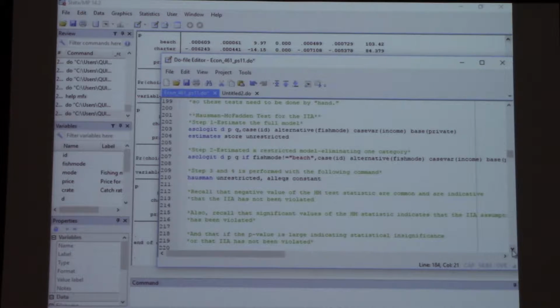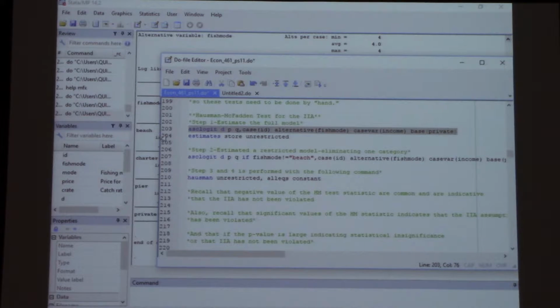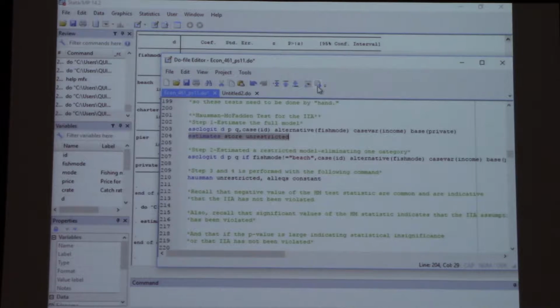Remember, the MLOGIT test only works for multinomial logit. This isn't multinomial logit, this is alternative specific conditional logit. We can do it by hand. Essentially, we can estimate a full model, and this is all of our variables and all of our categories. We store this, and I'm going to store it under the name unrestricted. That's the model we've already run.